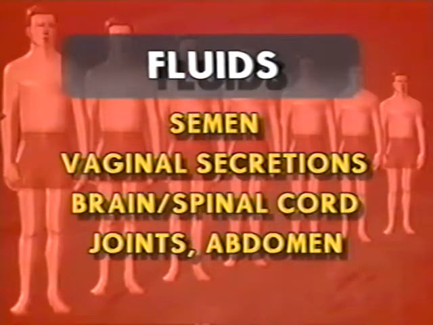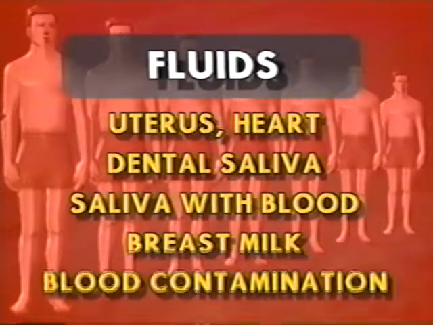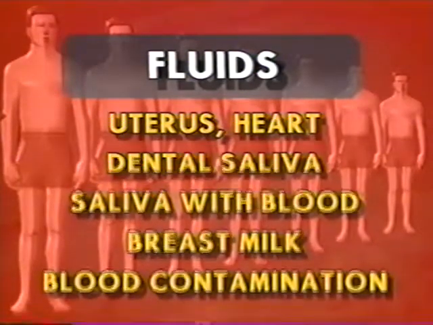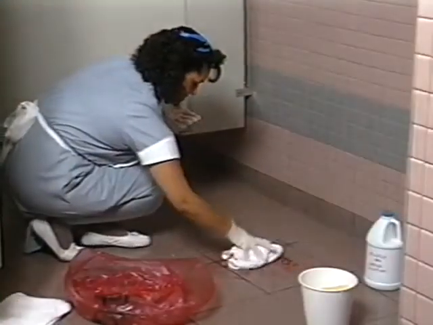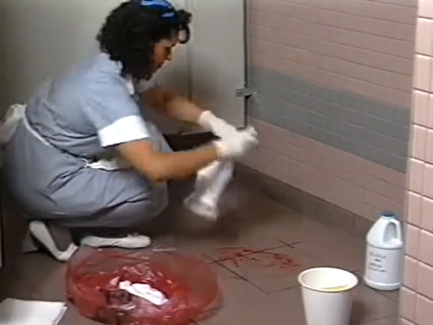such as fluids, including semen, vaginal secretions, fluids around the brain and spinal cord, around the joints, abdomen, uterus, heart, saliva from dental procedures, or saliva containing blood, breast milk, and any body fluid visibly contaminated with blood. In situations where it is difficult or impossible to differentiate between body fluids, it must be assumed to be infectious.